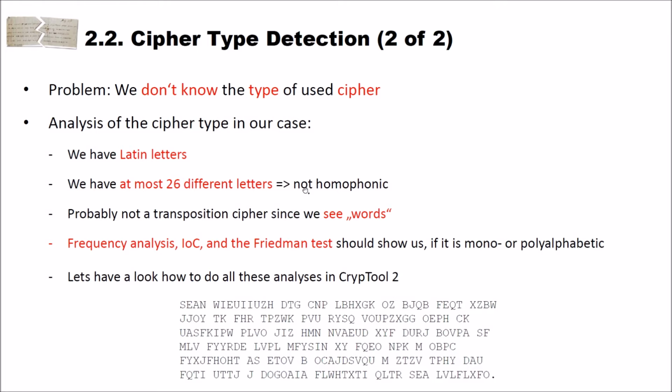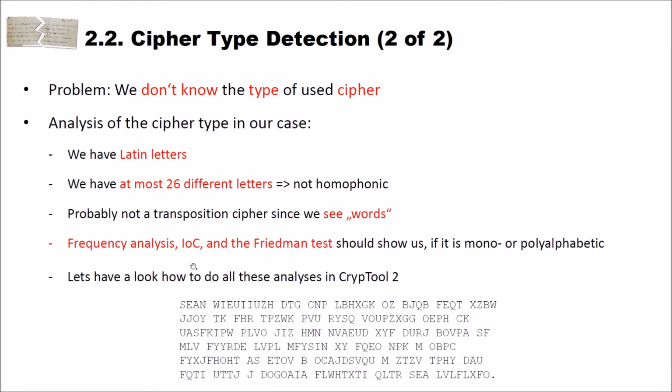That means we have not a homophonic cipher here. And it's probably also not a transposition cipher, since we can see the words. We see here the spaces, the word separators. So with a transposition cipher, you would probably not have the separations here. And most of the classic ciphers, there was no usage of transposition ciphers. And frequency analysis, the index of coincidence, and the Friedman test, that's an analysis test, should show us if it's mono or polyalphabetic. So let's have a look how we do all these analyses in CrypTool 2.